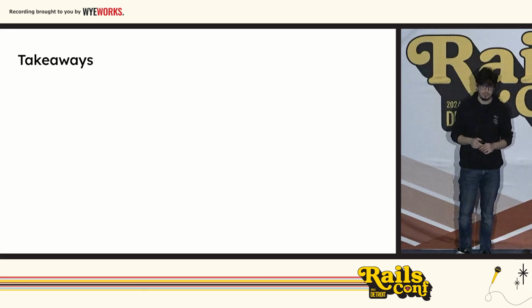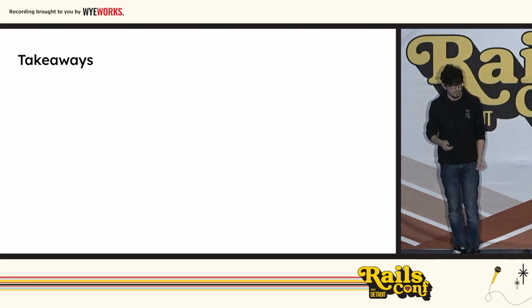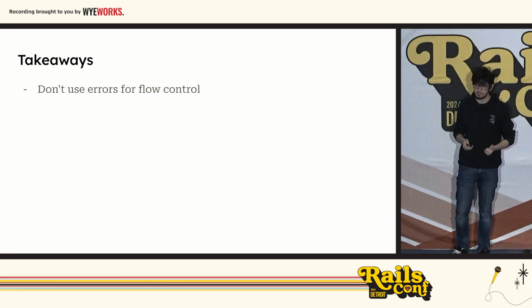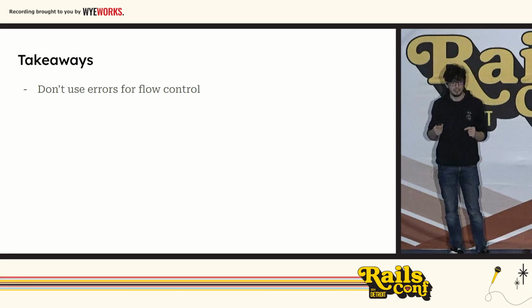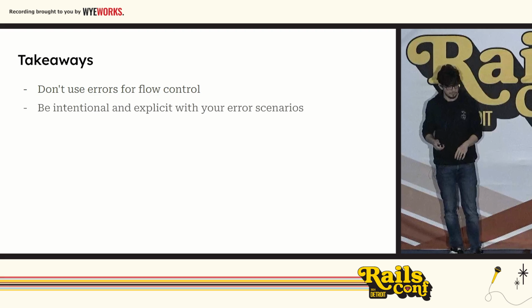Before closing this talk, I want to leave just some takeaways based on everything that I've been talking about. The first one is, don't use errors for flow control. I know this sentence is repeated over and over, and sometimes we don't even think about it and think it means that we shouldn't use errors as a whole. And this is not the case. Understand what exactly it means: don't use errors for flow control.